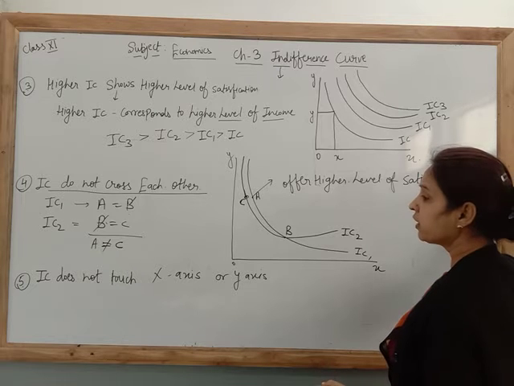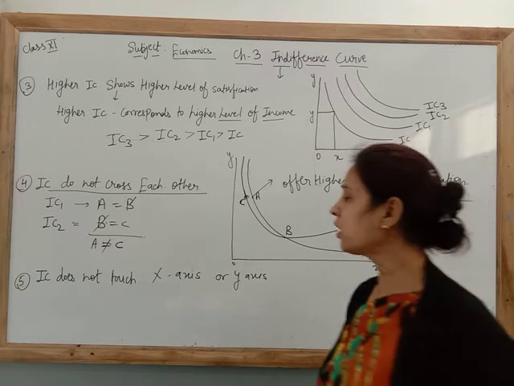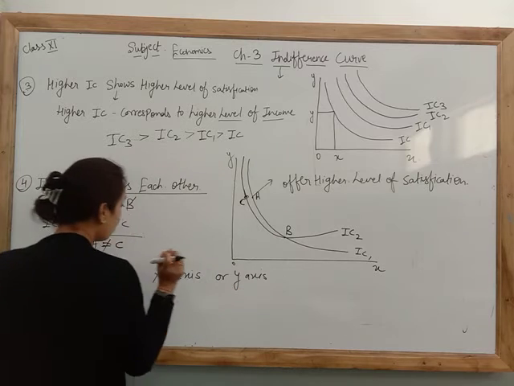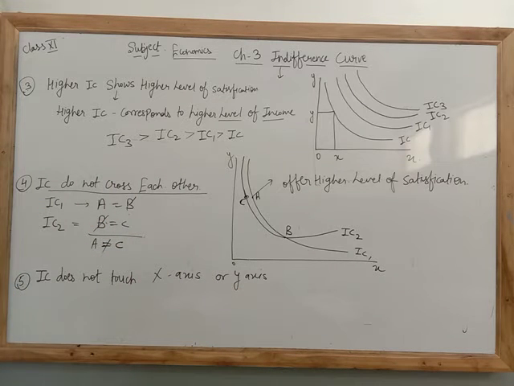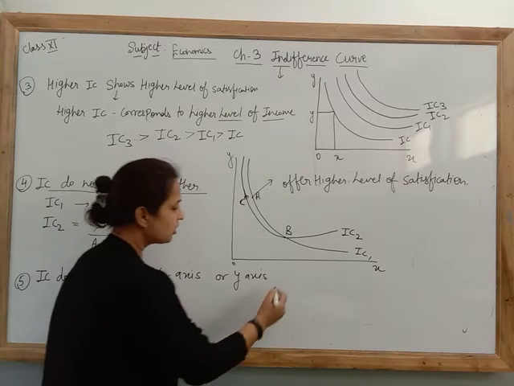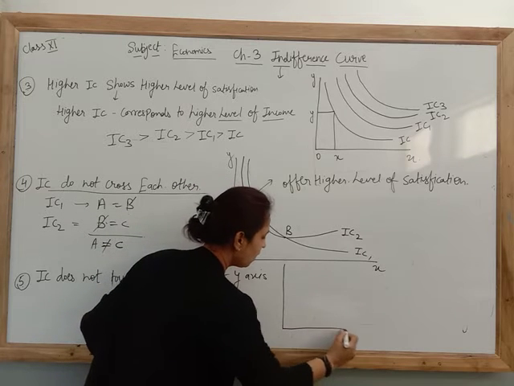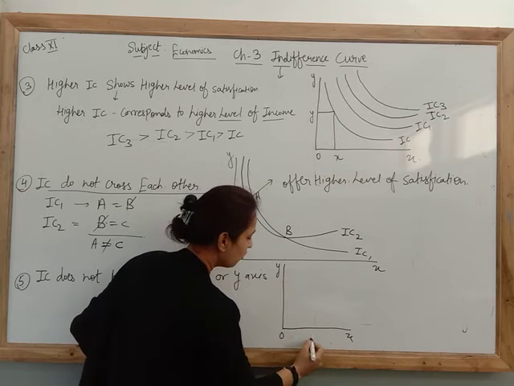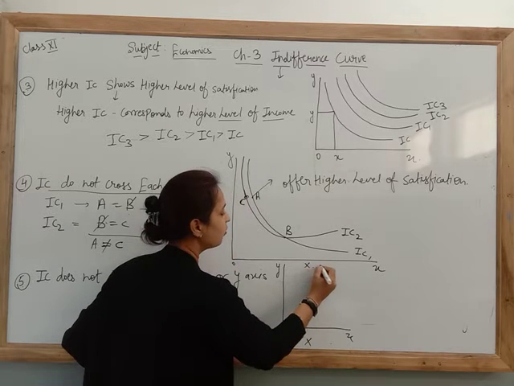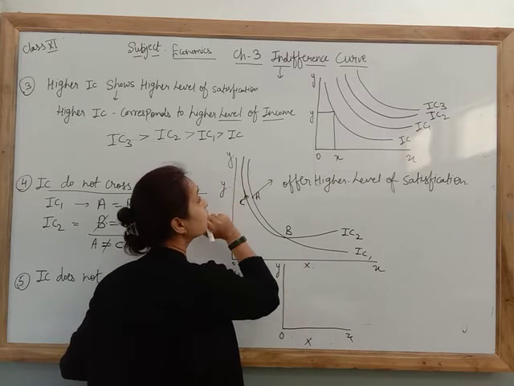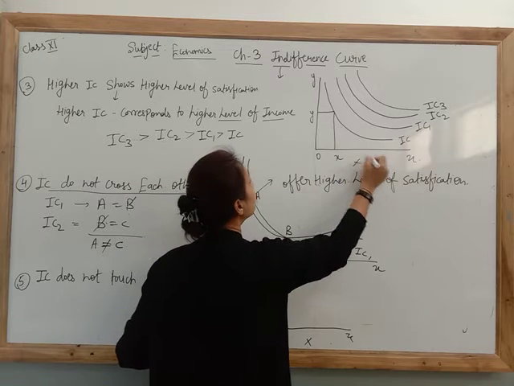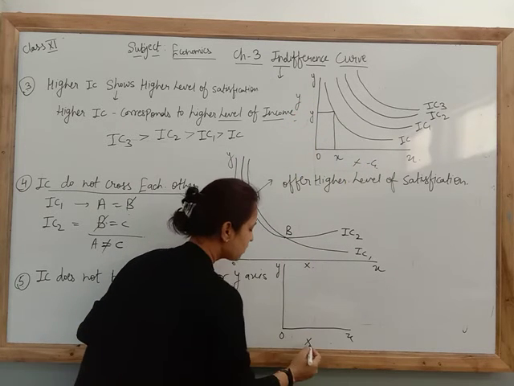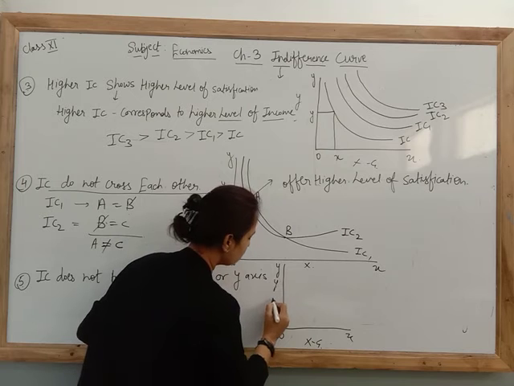The next point is that IC does not touch the X axis or Y axis. Why does it not touch? Look at there, I am just giving you one diagram. You will be able to understand on your own. Here we are always taking x good, and here we are going to take y good. Look at there, x good and y good.